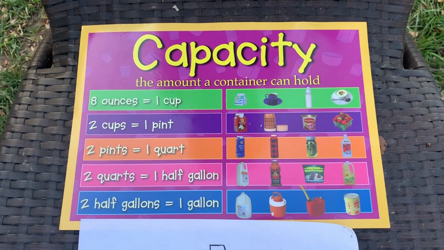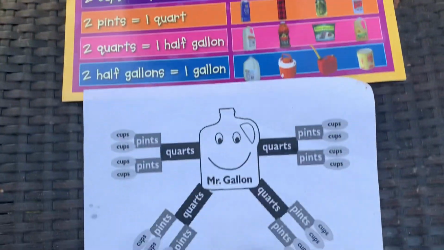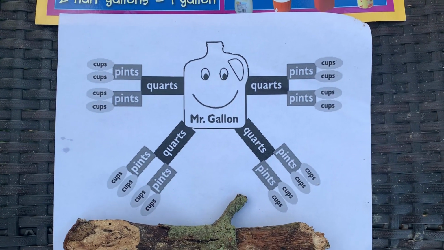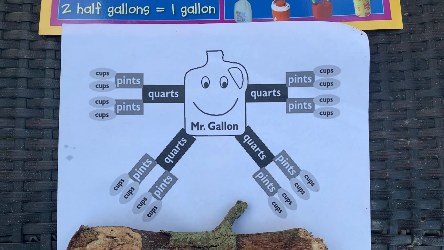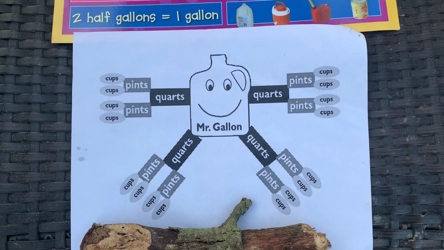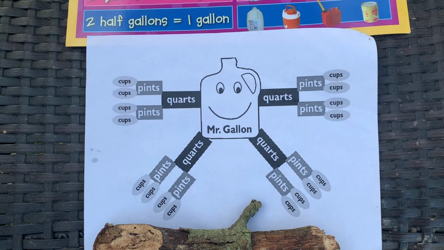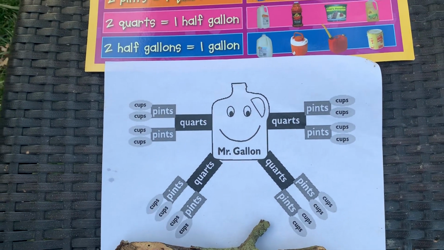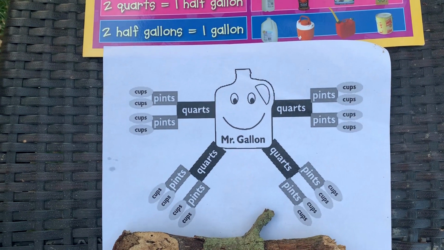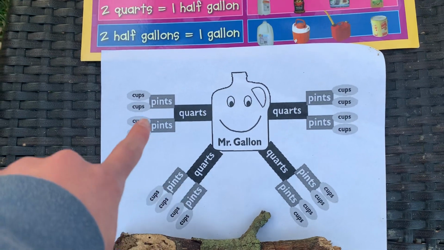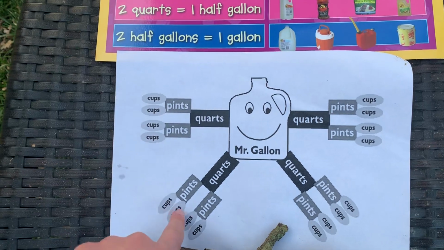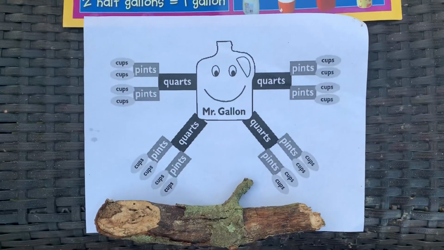I want to show you my picture of Gallon Man. You should have this in your papers this week. If you look at Gallon Man and see his face in the center, that's sort of like his body there, that represents a gallon container. Look where his arms and legs would be. Those are quarts. Look where his hands and feet would be. Those are pints. And then look where his fingers and toes would be. Those are cups. So let's talk a little bit more about Gallon Man.